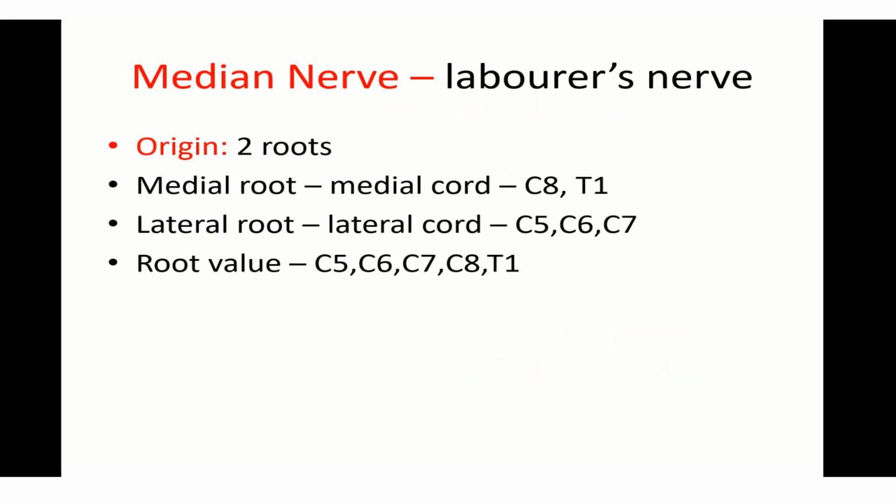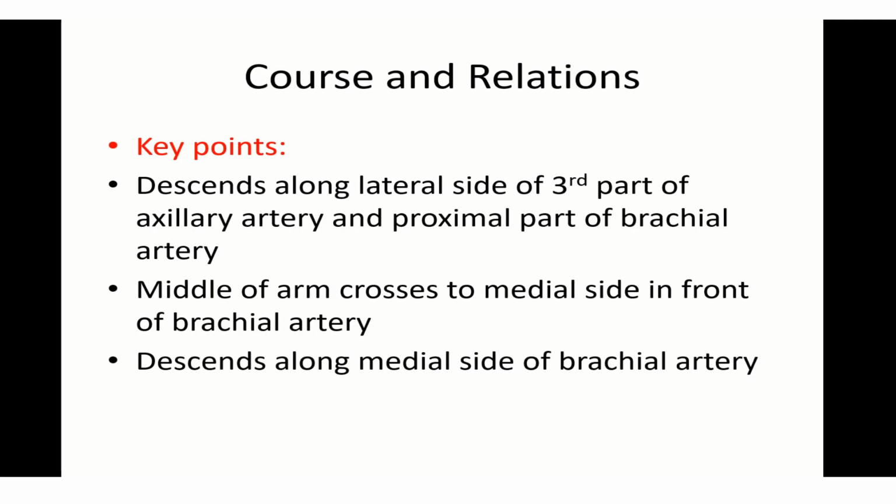Median nerve is also called Labrador's nerve. Origin is by two roots. Medial root comes from the medial cord. Root value is C8, T1. Lateral root comes from the lateral cord. Root value is C5, C6, C7. Total root value is C5, C6, C7, C8 and T1.